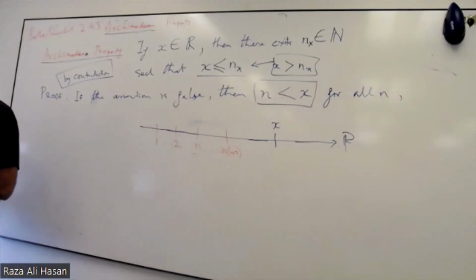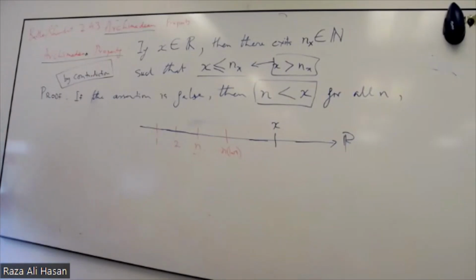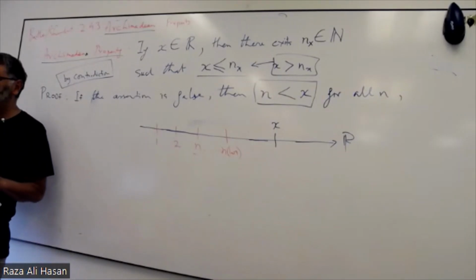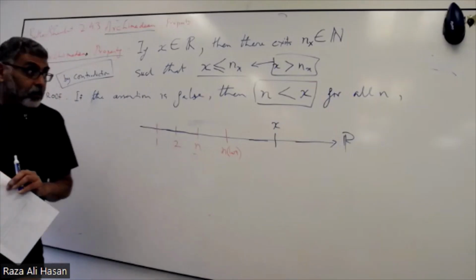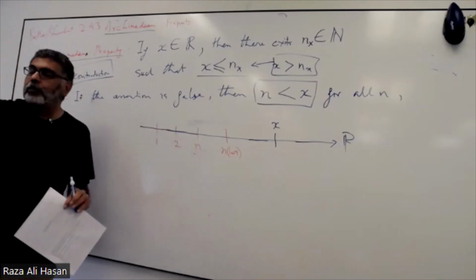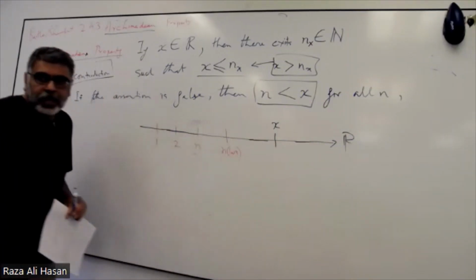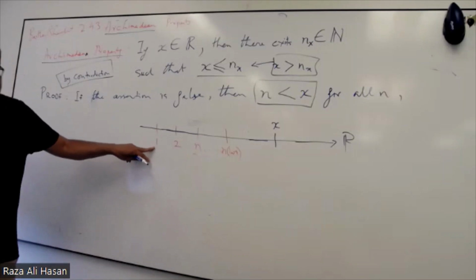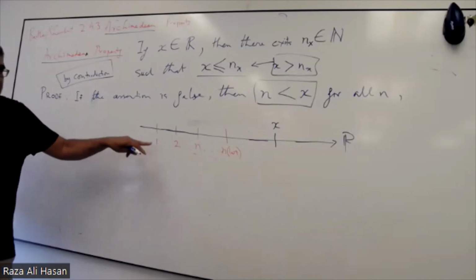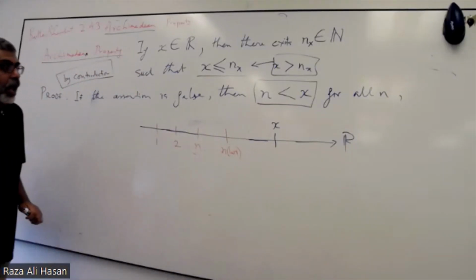So if there is an upper bound, and this is where the axiom of completeness comes in, the completeness property of real numbers. We are applying the completeness property of real numbers to this picture here. The picture tells us that we have a subset, the set of natural numbers. Is the set of natural numbers a subset of real numbers? Yes, because it's contained in it.